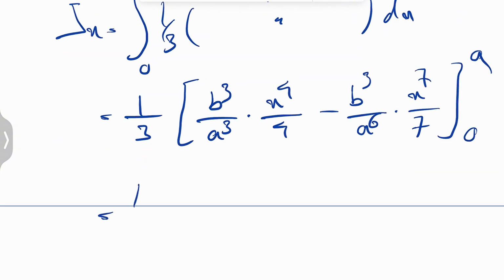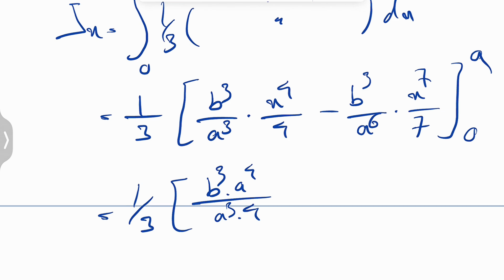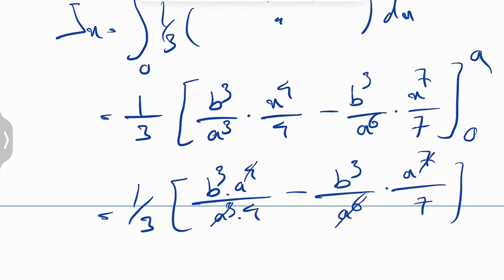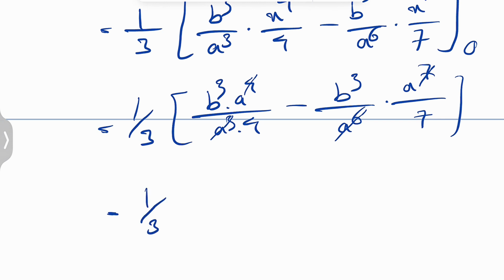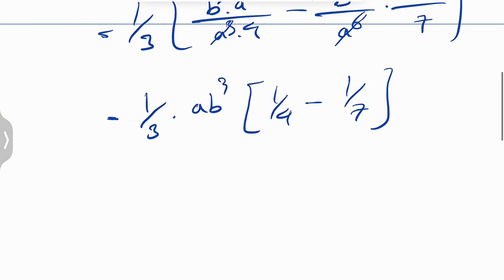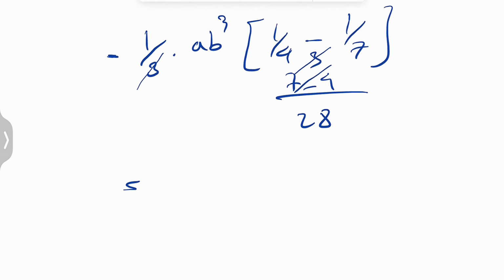0 is going to make it 0, so we basically have the value at a. From the first one, we have b cubed a to the 4 over a cubed times 4. We can cancel out a in here, and we have b cubed a to the 7 over a to the 6 times 7. Again, we can cancel these out, so we can factor 1/3 of a times b cubed. From the first one we get a quarter, and from the second term we have 1 over 7. The common denominator is 28: 7 minus 4 is 3. We can cancel out the 3, and the answer for this one would be a b cubed over 28.